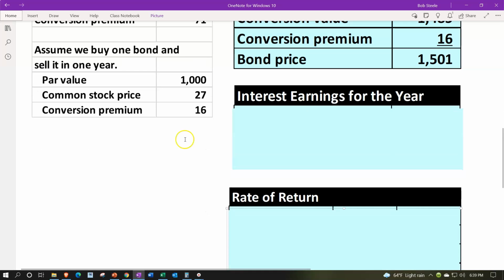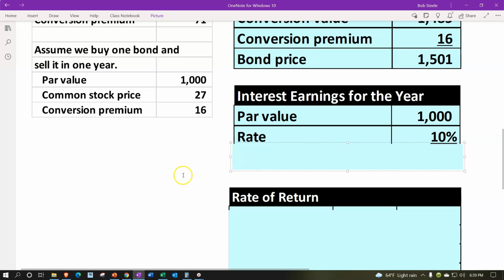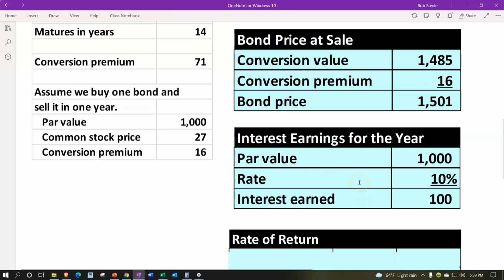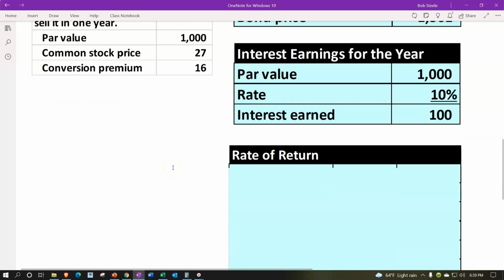Now, we also want to consider the interest that we earned on the bond for this 1 year period before we think about selling the bond. The interest earned calculation would be that $1,000, and we said the rate was 10%. So there would have been 1,000 times 10%, or earned interest of $100. If we were to sell the bond, note we're not talking about converting the bond. We're saying we have that conversion option but didn't exercise it.